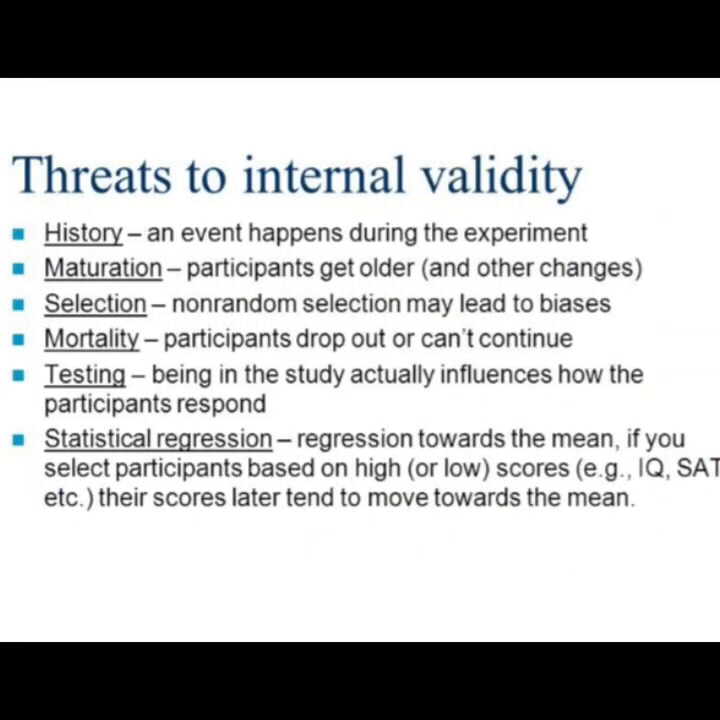The threats to internal validity are, first, history: an event happens during the experiment. Next, maturation: participants get older and other changes. Next, selection: non-random selection may lead to biases. Mortality: participants drop out or can't continue. Testing: being in the study actually influences how the participants respond. And lastly, statistical regression, a regression towards the mean. If you select the participants based on high or low scores, their scores later tend to move towards the mean.